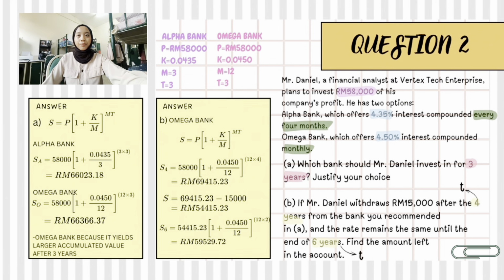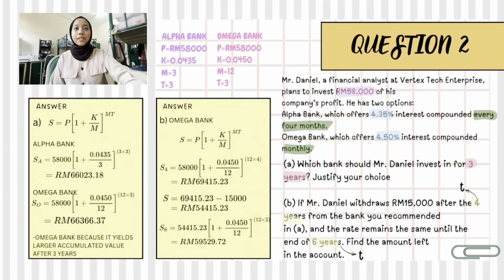So for this answer, using the same formula, which is S equal to P (1 plus K over M) to the power of M times T, we insert P as 58,000, and K as 0.0450 over 12, to the power of 12 times 4. After calculating the working steps, we will get the answer 69,450 ringgit 23 cents.